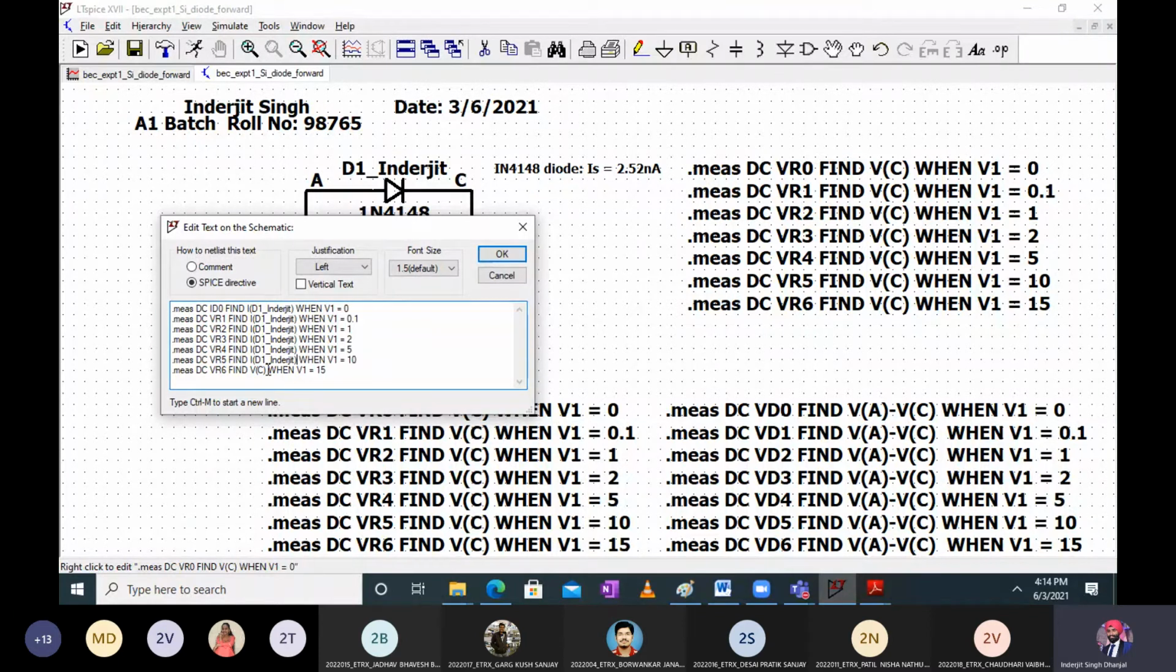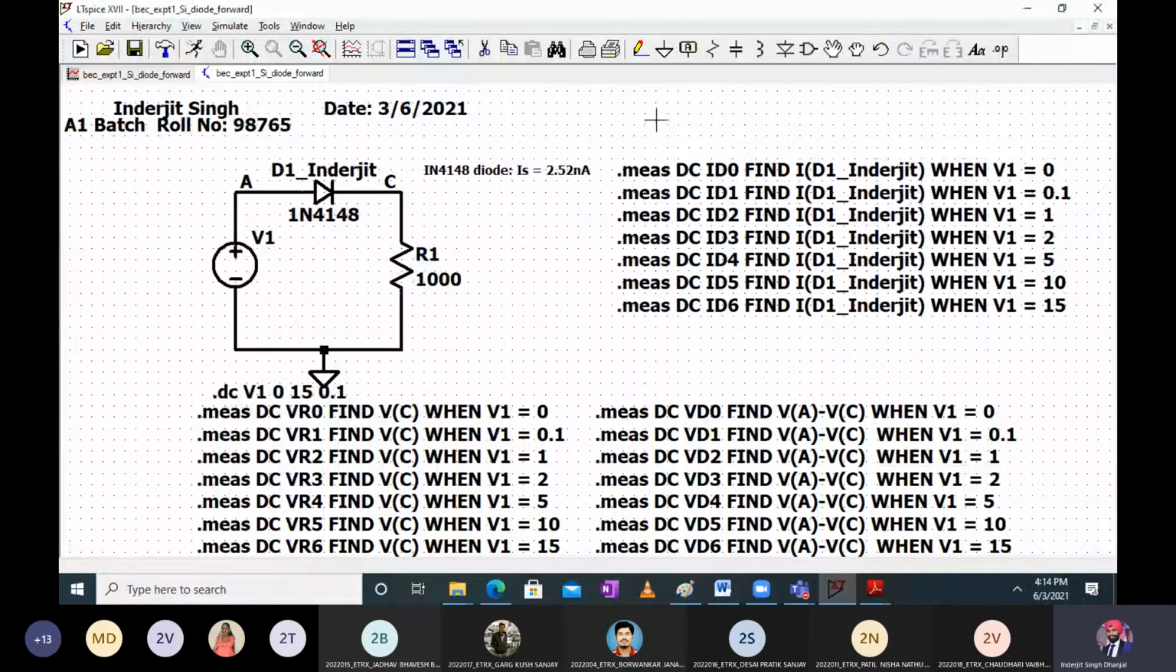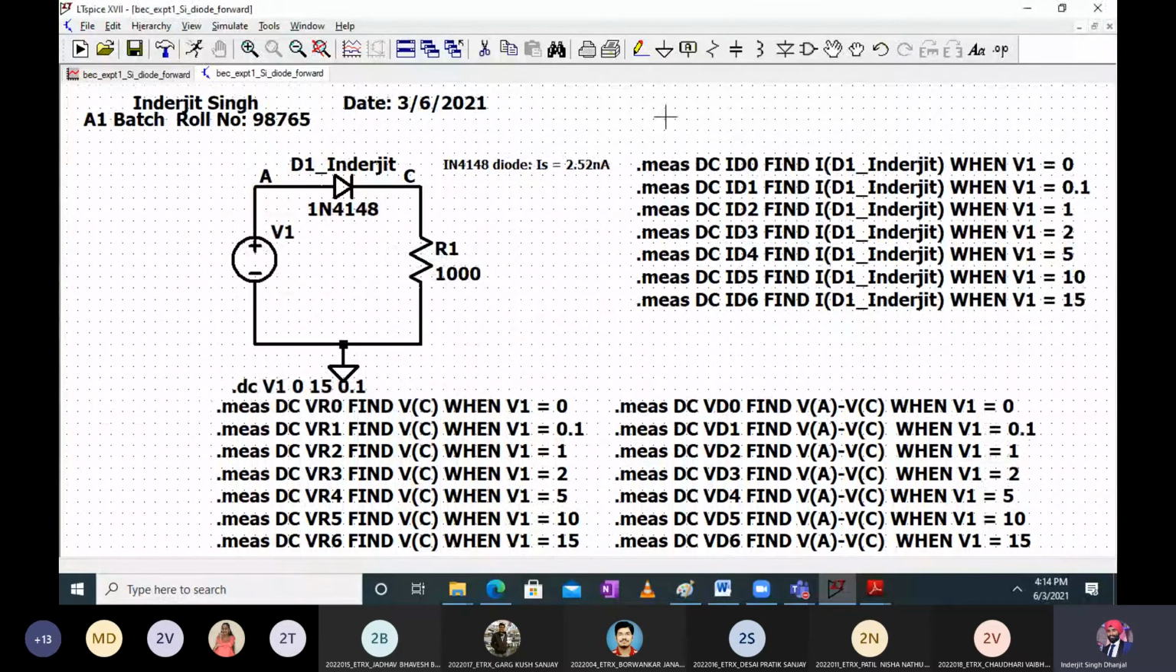Yeah, so I have to replace this by, let's say, ID1, ID2, ID3, ID4, ID5, and ID6. So see, this way it is coming. Okay, and now I will show you the simulation.